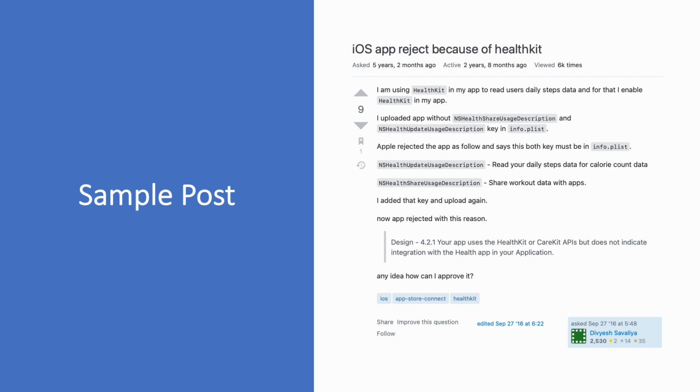Here you can see a sample post from Stack Overflow. The asker had trouble understanding why their app was rejected by the Apple App Store because of a problem they had with HealthKit, iOS's health framework. We're looking at these kinds of issues raised by developers and also at the solutions they brought up, to better understand the challenges and the proposed solutions, which I'm going to talk about in the next slides.